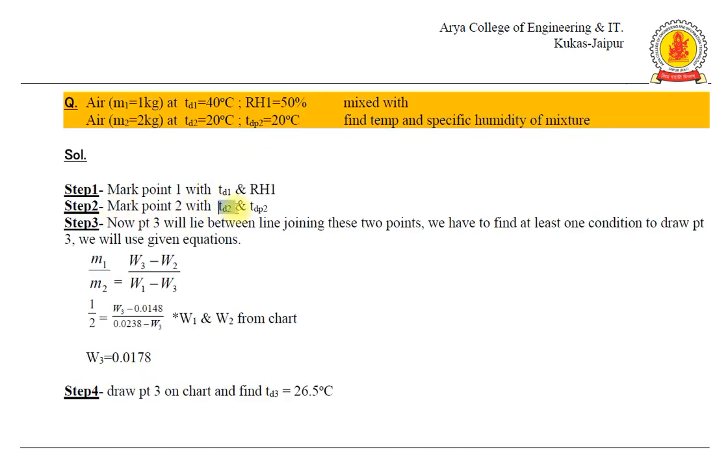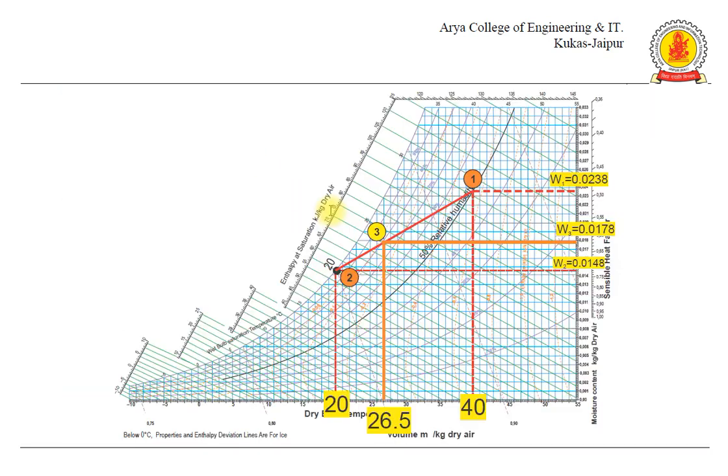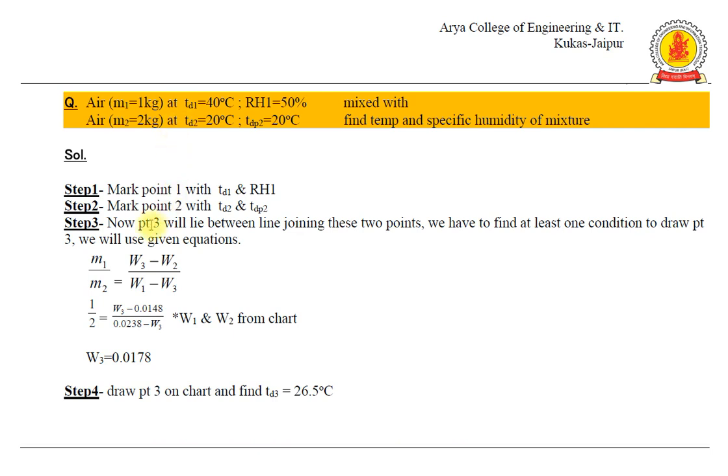Point 2 with dry bulb temperature and dew point temperature, both are at 20 degrees. 20 degrees dry bulb temperature, 20 degrees dew point temperature. We will get this point. We have got point 1 and point 2. And we can find the specific humidity or moisture content here as 0.0148 kilogram of water per 1 kilogram of dry air. So we will connect these both points. Now point 3 will lie on the line joining these 2 points.